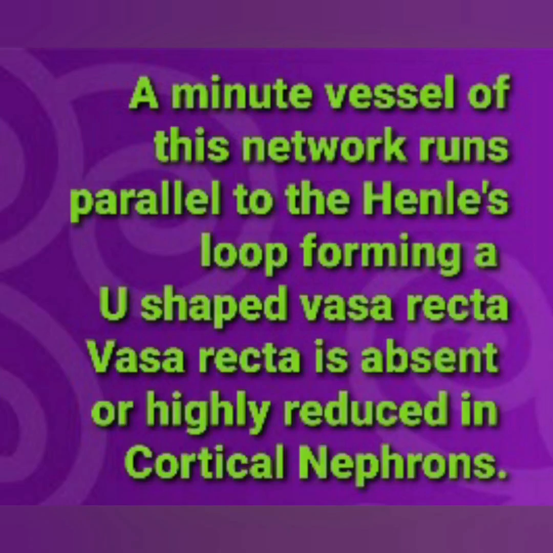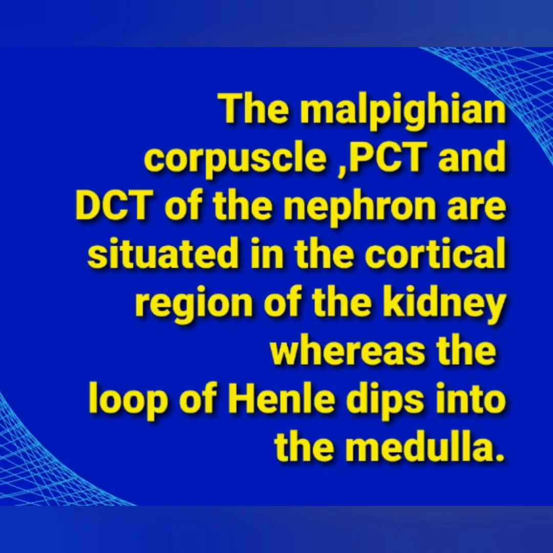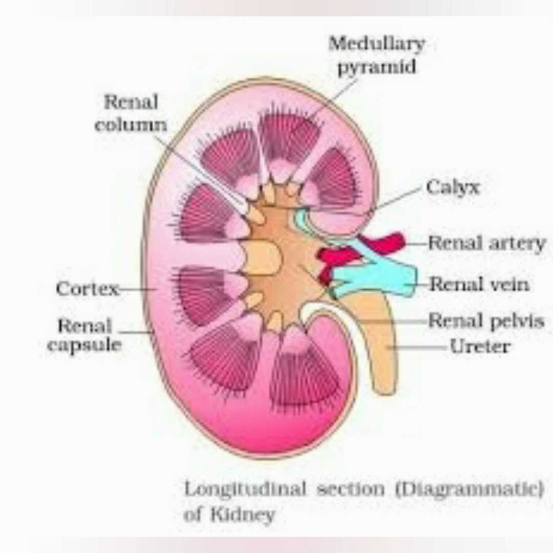Now the explanation once again. A minute vessel of this network runs parallel to the Henle's loop, called the vasa recta, which is absent or highly reduced in cortical nephron. Now the Malpighian corpuscle, PCT and DCT of the nephron are situated in the cortical region of the kidney whereas the loop of Henle dips into the medulla.